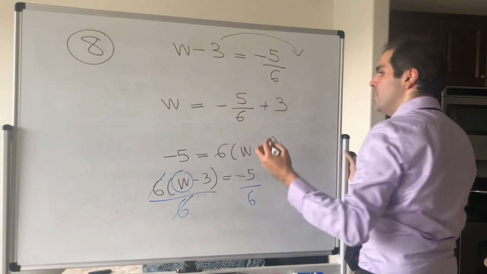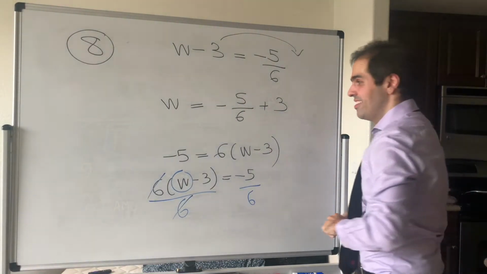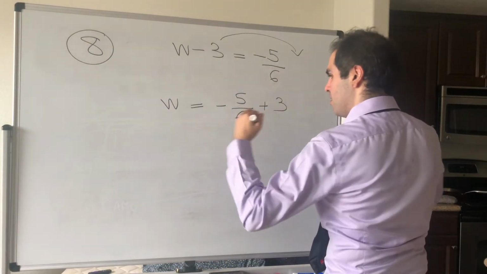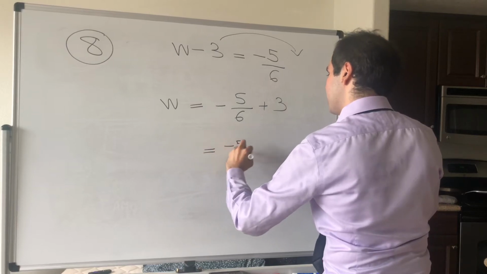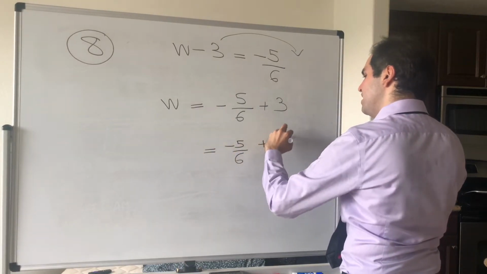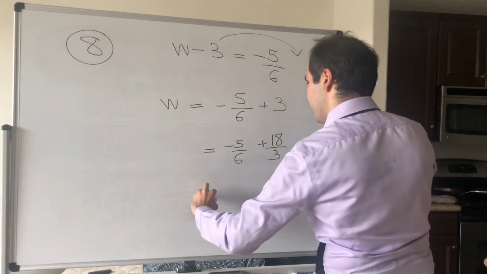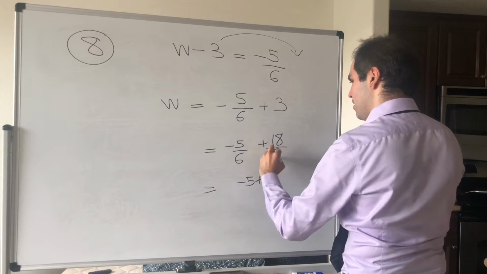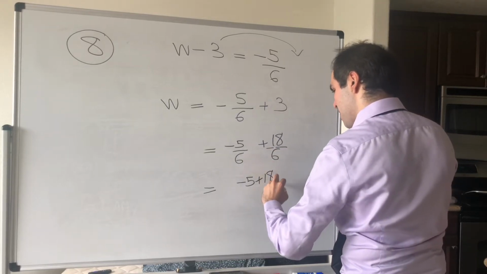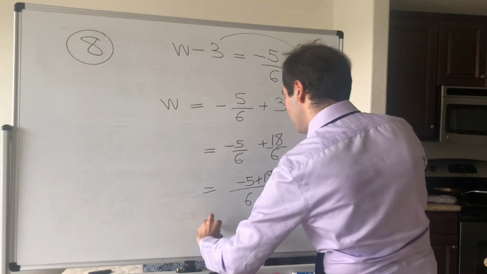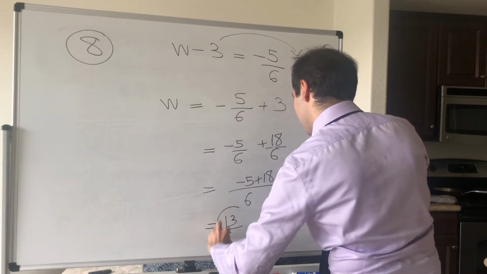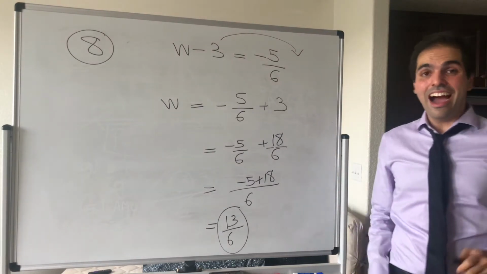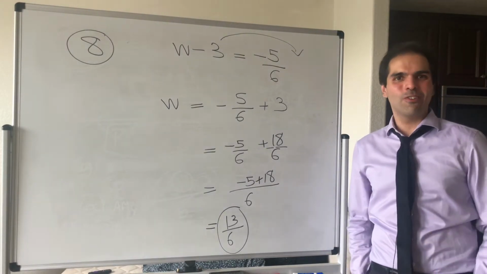And then the question asks to simplify, so let's just put it on a common denominator. So minus 5/6. 3 is, I believe, 18/6. And at the end, you get minus 5 plus 18 over 6, and I believe that gives you 13/6. Not a nice answer, but what can we do? All right, after this algebra, let's go back to word problems.